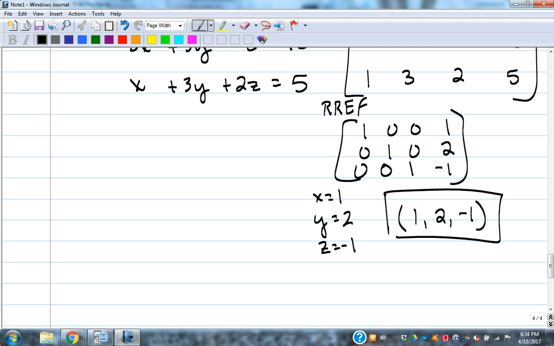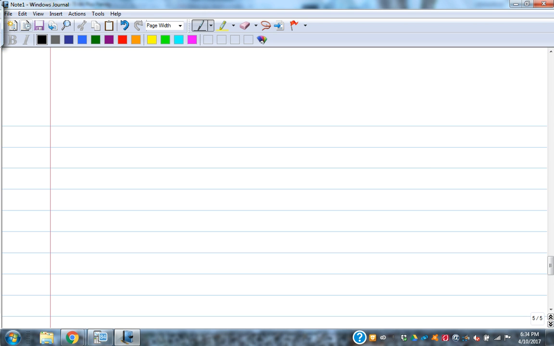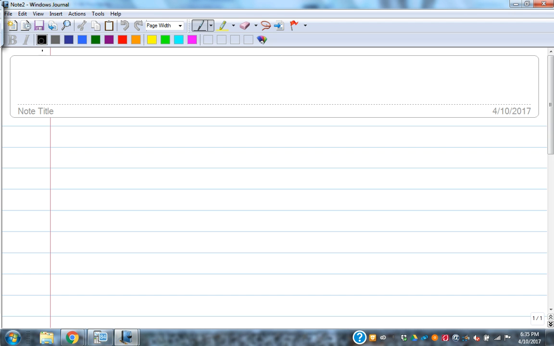So that's solving systems of equations using matrices, which is the way I'm really asking you to do it throughout the whole chapter with linear systems. All right, so that's sections 5.1 and 5.2. And then let's go to section 5.3.